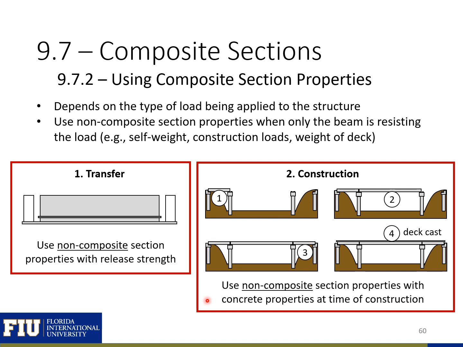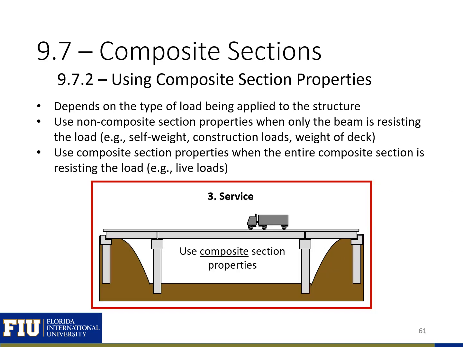all the construction loads are just going to be resisted by the non-composite section, or just the beam itself. After the deck is allowed to harden and gain strength, then the deck is going to start to contribute to the strength of the structure. So we'll use composite section properties when the entire composite section is resisting the load. An example is live loads. The entire composite section is resisting the load of the truck or traffic.